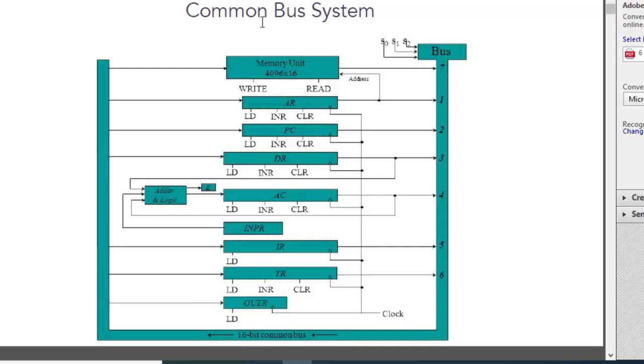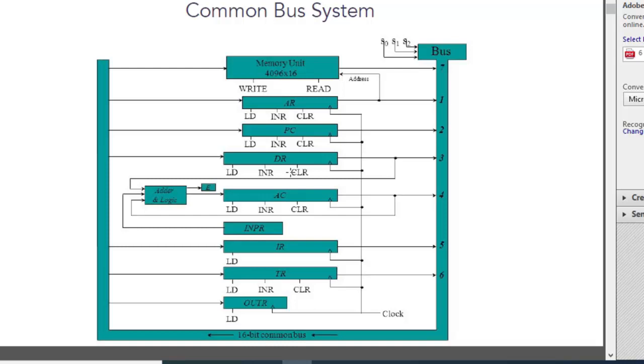Okay, so in this diagram there is one memory unit and 8 registers. These are the registers that we discussed in the previous lecture yesterday. So the basic computer has 8 registers, one memory unit and one control unit.